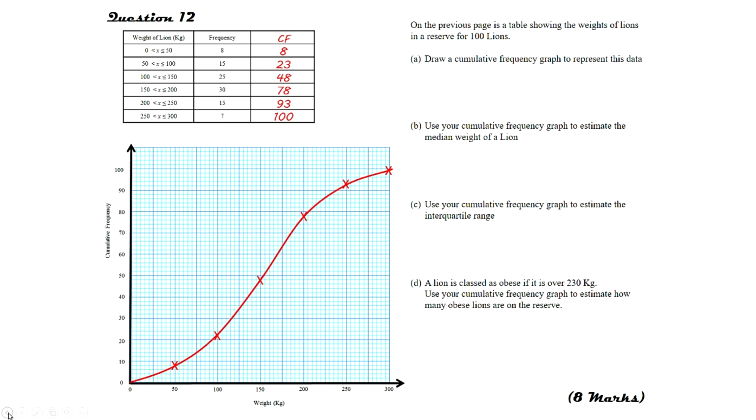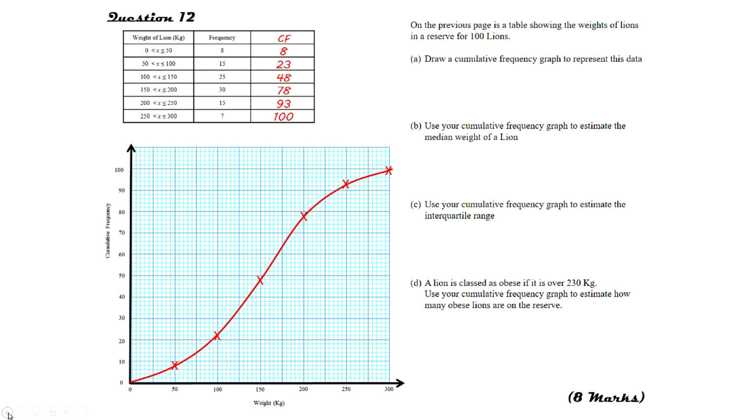Notice that my curve does go all the way down to the x-axis, and it starts from 0, 0. It won't always start from 0, but it will start from the lower limit of your first class interval. Now in my example, and in lots of examples, that's 0, but just make sure that this joins all the way down to your x-axis.